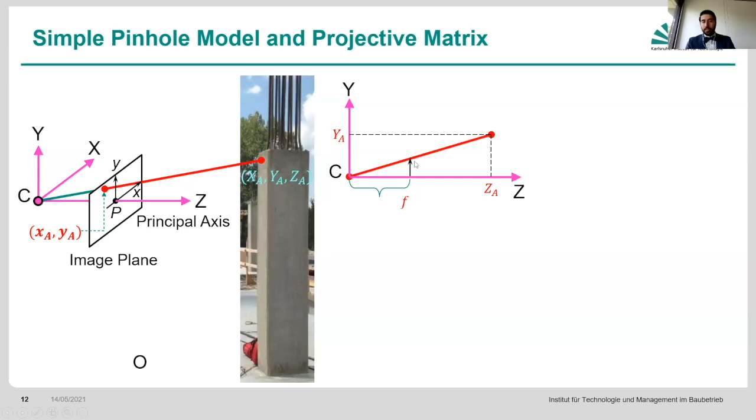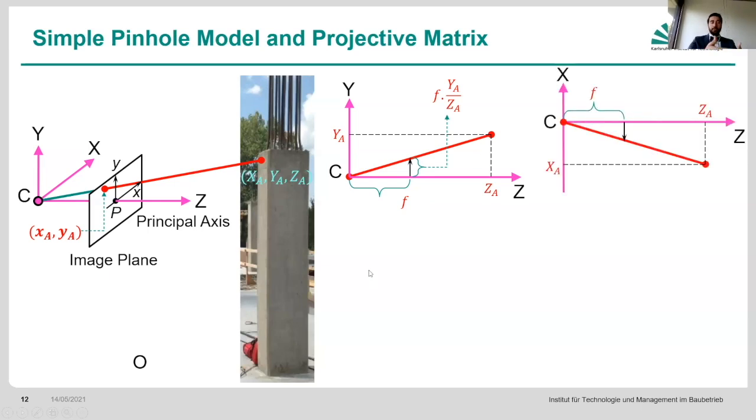What we can do is we can get this information, right? This is a right angle triangle. This is the right angle triangle. These two are similar, right? So this here divided by this here, which is YA, is equal to F divided by ZA, or this would be equal to F divided by ZA times YA. So you can get this.